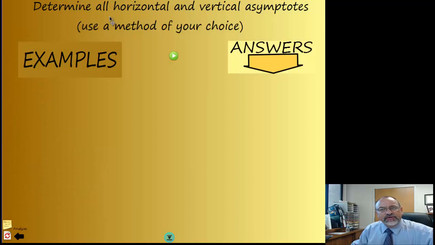Alright, so that's all I'm going to do about asymptotes in this video. In the next video, we'll do some examples, and then we'll show you how to write the limit notation in that example video as well. So make sure you check out the example video next.